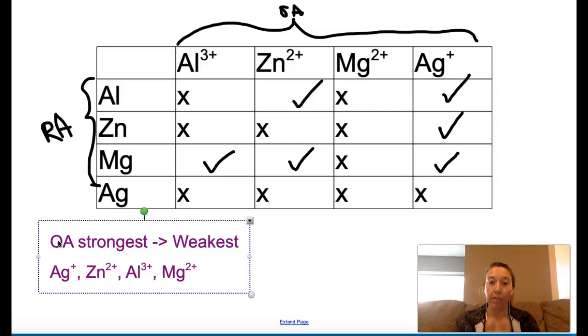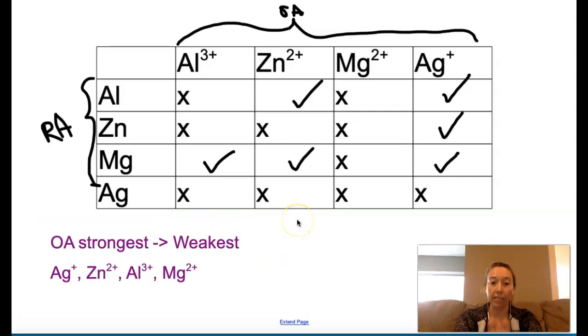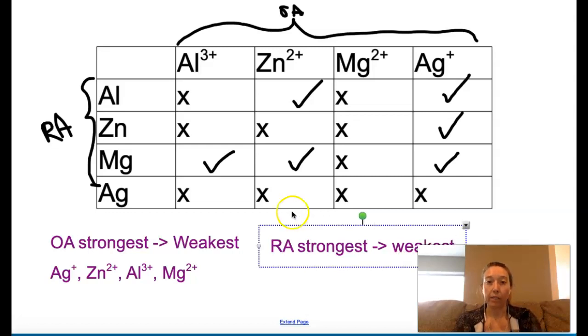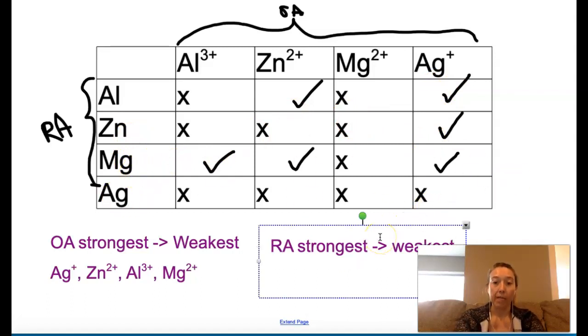And if it had asked me to rank, let's say the RAs instead. Let's say it asked you to rank the RAs from strongest to weakest. Well, now I'm just going to look at the RAs, right? So my RAs are over here in my table. So aluminum reacted twice, zinc reacted once, magnesium reacted 3 times, and silver reacted none. So magnesium would be my strongest reducing agent. Wait, no, that's not right, sorry: magnesium, then aluminum, then zinc, and then silver.